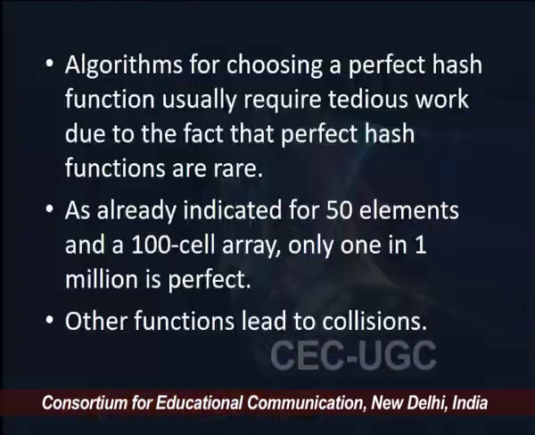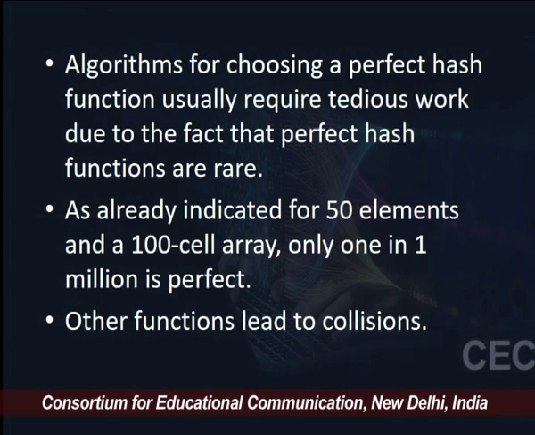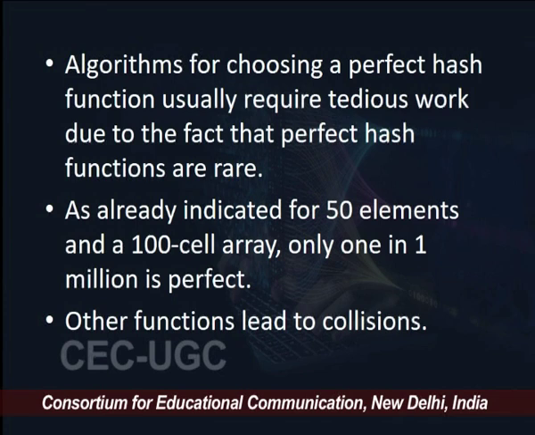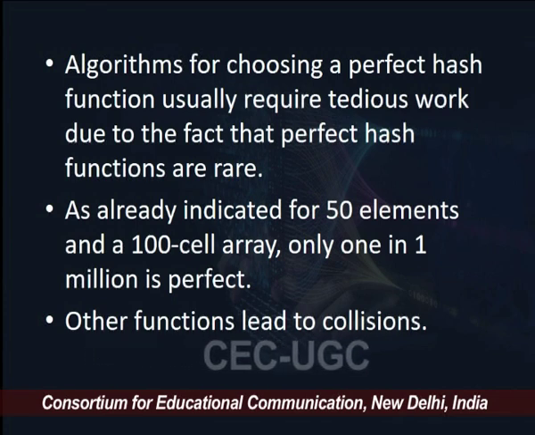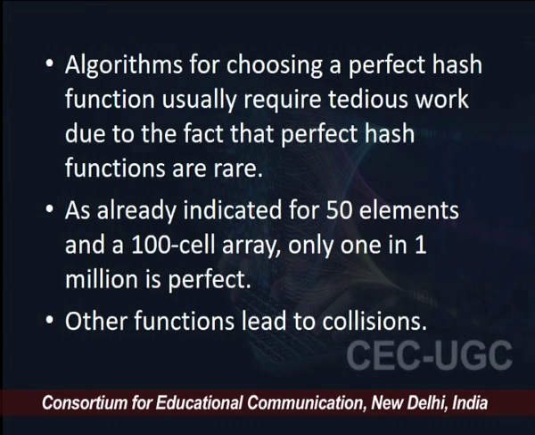As already indicated, for 50 elements and a 100 cell array, only one function in 1 million is going to be a perfect hash function. I am repeating the data here. For 50 elements and a 100 cell array, which is actually double the number of elements to be occupied, only one hash function in 1 million is going to be perfect. All other functions will lead to collision. So, this is the rarity of these perfect hash functions.